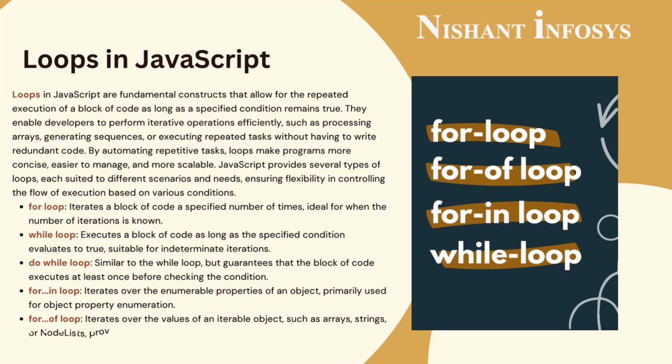For-in loop iterates over the enumerable properties of an object, primarily used for object property enumeration. For-of loop iterates over the values of an iterable object, such as arrays, strings, or node lists, providing a more straightforward way to loop through elements.